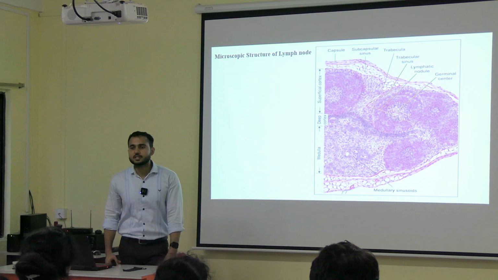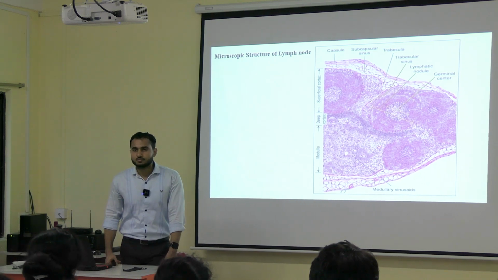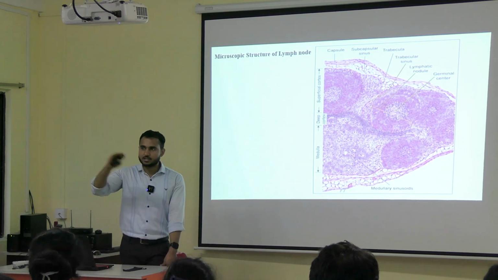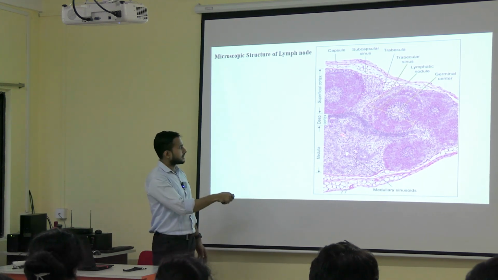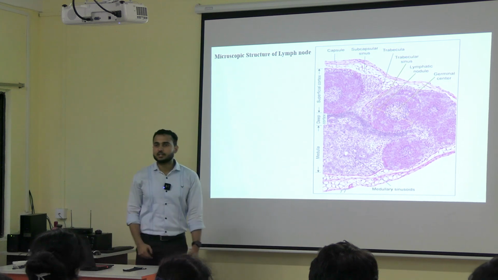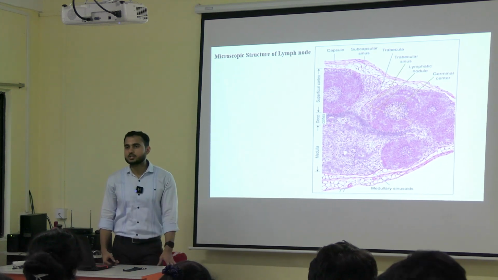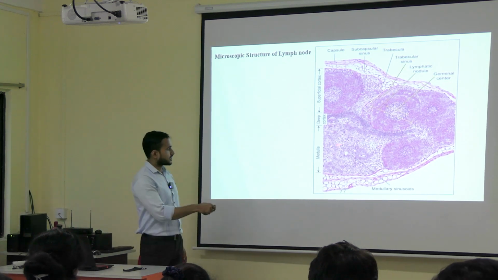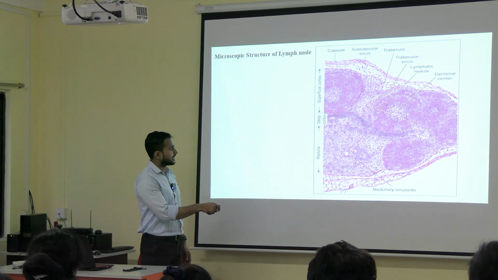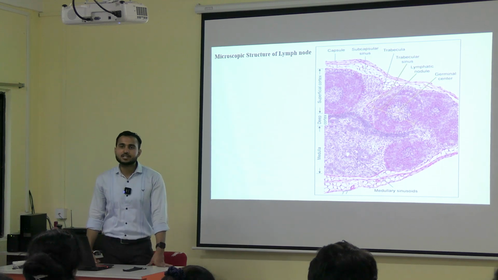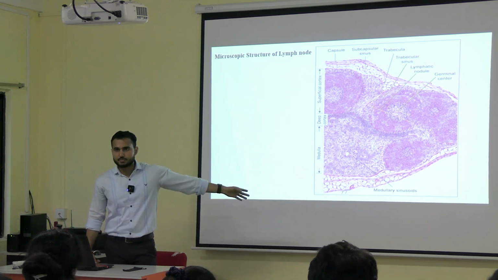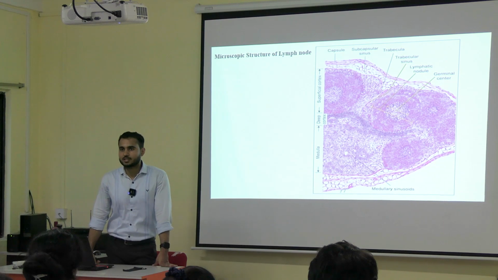Deep to that, what is present? First outer cortex, then paracortex, then medulla. तो यहाँ पे क्या रहता है? This is the medulla. तो medulla में क्या रहेगा? First of all, medullary cords रहेगा. Okay, as you can see, these are the medullary cords. These cells are arranged in the form of cords. And in between the medullary cords, what is present? Medullary sinuses. Okay, you can see the empty spaces. These are nothing but the medullary sinuses.